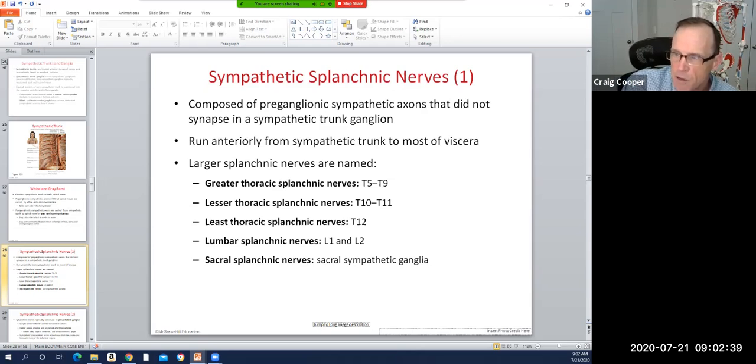Again, these are different splanchnic nerves. They're not the pelvic splanchnic nerves. Those are the ones for the sacral part of the parasympathetic side of things. So these are all mostly going to be thoracic or lumbar level. And again, mostly all of our GI organs, stomach, liver, kidneys, small intestine, upper part of the large intestine, pancreas, things like that.